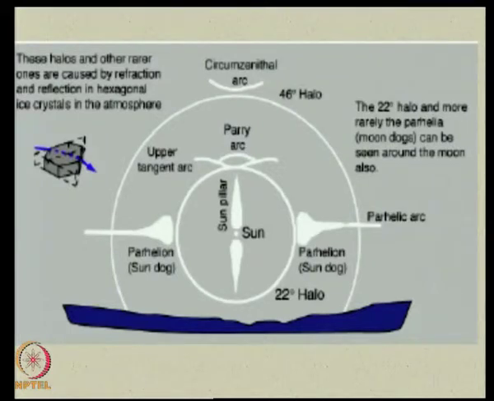Again, the same picture, but now highlighting the role of 22 and 46 degree angle in the picture, as well as the existence of a large vertical structure here called the sundog, which appears on either side of the sun, and one which appears right above the sun is called sun pillar.